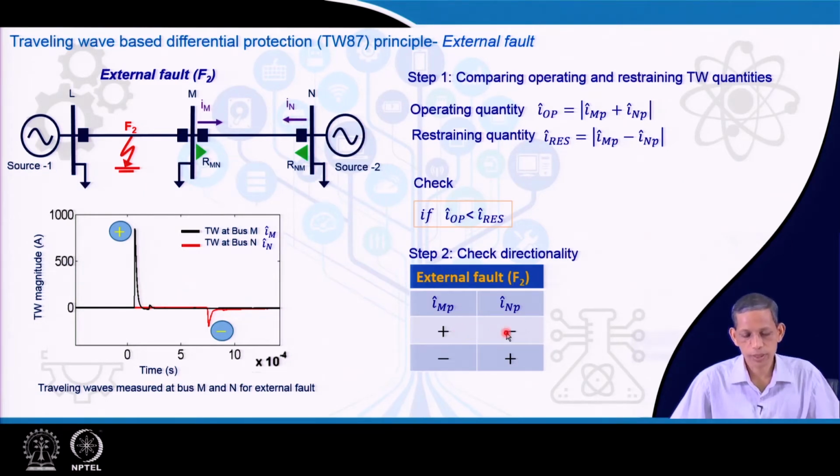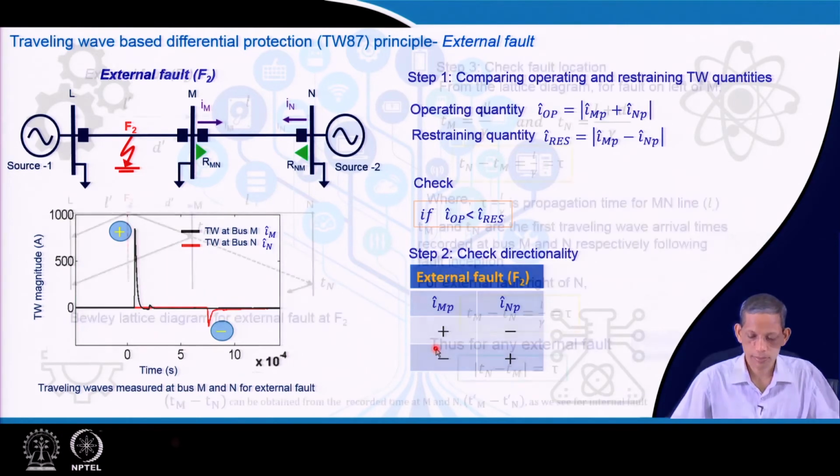So, this will be positive and negative, and if the corresponding wave is a negative wave, then this will be negative here and positive here. So, negative positive here. Therefore, a conclusion about the direction can be obtained from the first peak value of the travelling wave obtained at the two locations, and that indicates the external fault situation. Unlike for internal fault, where we see both polarities are the same.